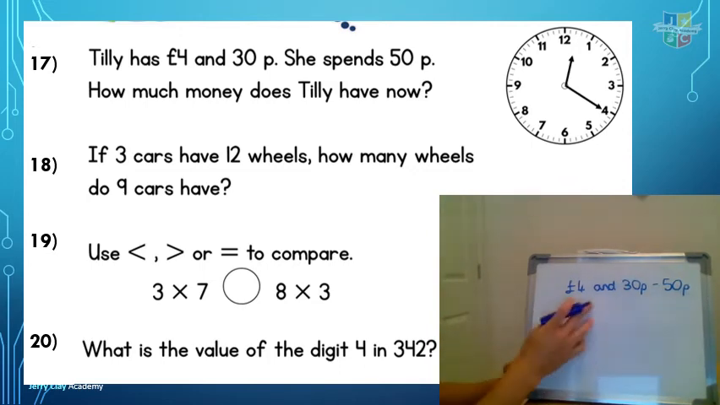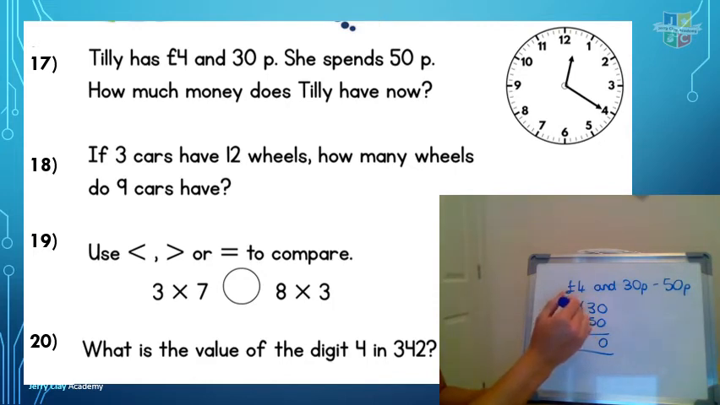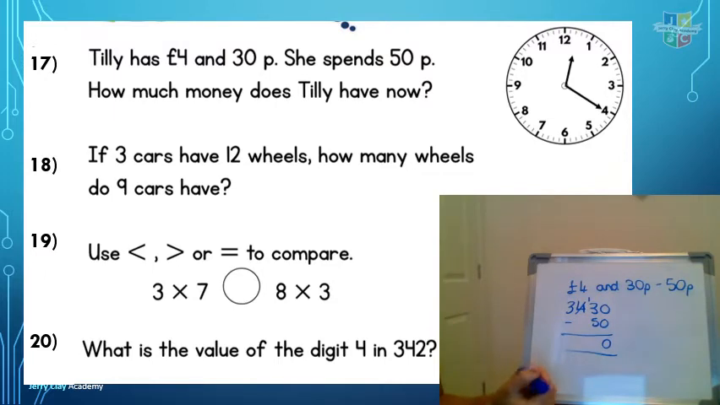The first way, we could convert it all into pence. So £4 is 400p, add 30, 430, and we could use column method to work it out because we're taking away 50. 0 take away 0 is 0. 3 take away 5 I cannot do, so I'm going to have to exchange. Turn my 4 into a 3 and put my extra 10 tens in my tens column. 13 take away 5, 5 count up, 5, 6, 7, 8, 9, 10, 11, 12, 13 is 8. Put 3 take away nothing is 3, so it would be 380p or £3.80.